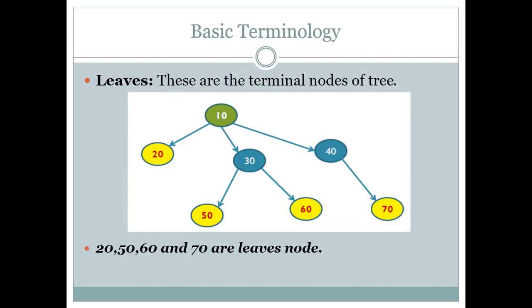Now leaves. Leaves are the terminal nodes of tree, means last nodes which have no further subtree. That node will be known as a leaf. Means 20, no further branches here, so 20 is a leaf. 50 and 60, 70, no further branches from 50, 60 and 70. So they are the leaves of this tree. Okay, so this is about leaves.